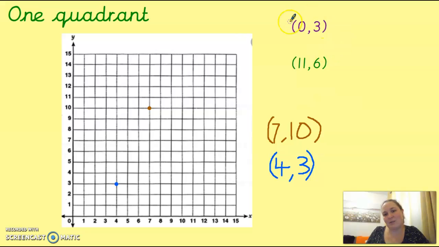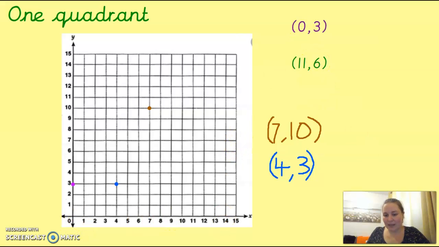at these ones I've got here, and if I wanted to plot them, this is how I would do it. So my purple one is at 0, 3. So remember, along the corridor and then up the stairs. So find 0 on my x and then track up to 3 on my y. So actually 0, 3 would be plotted just there. And it's actually on the line because that line and that line, they are 0.